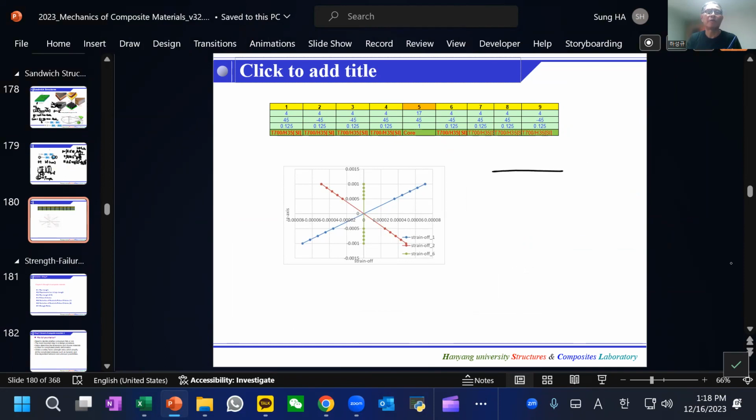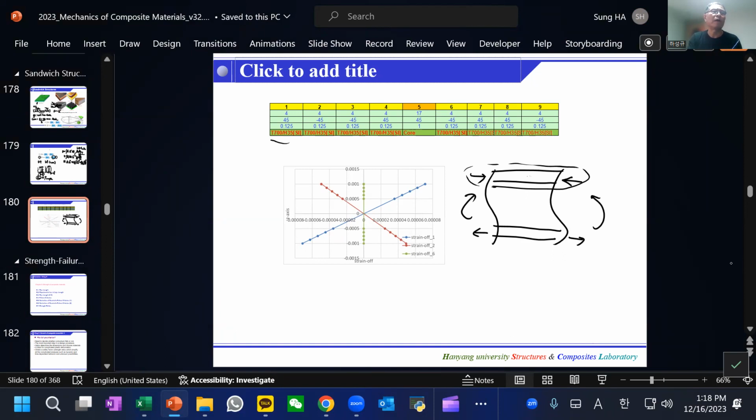The situation is this. We have a top skin, a core, and the bottom skin. Now this structure is subject to bending. And bending means that this is the compression and this is the tension. If we look at only this laminate, this one itself has only 4 plies. I'm sorry, this is 1, 2, 3, 4, and this is 6, 7, 8, 9.